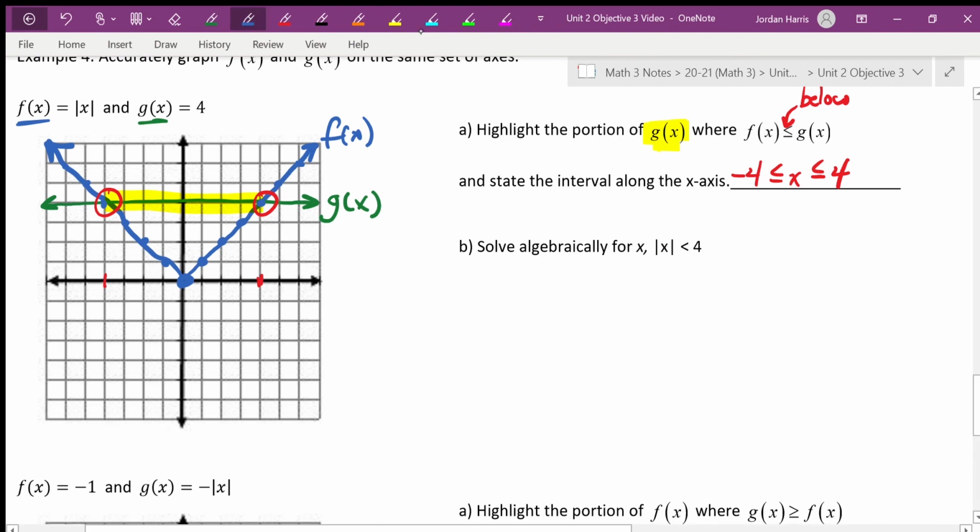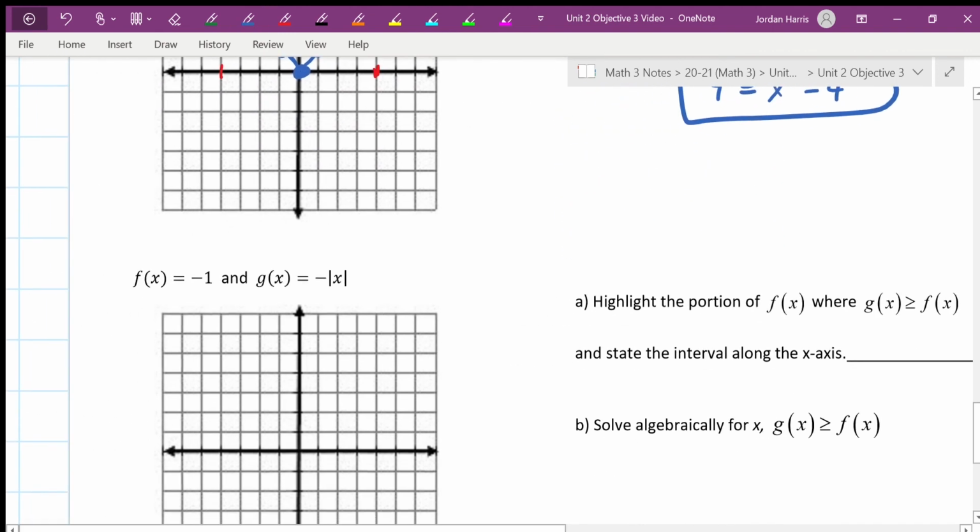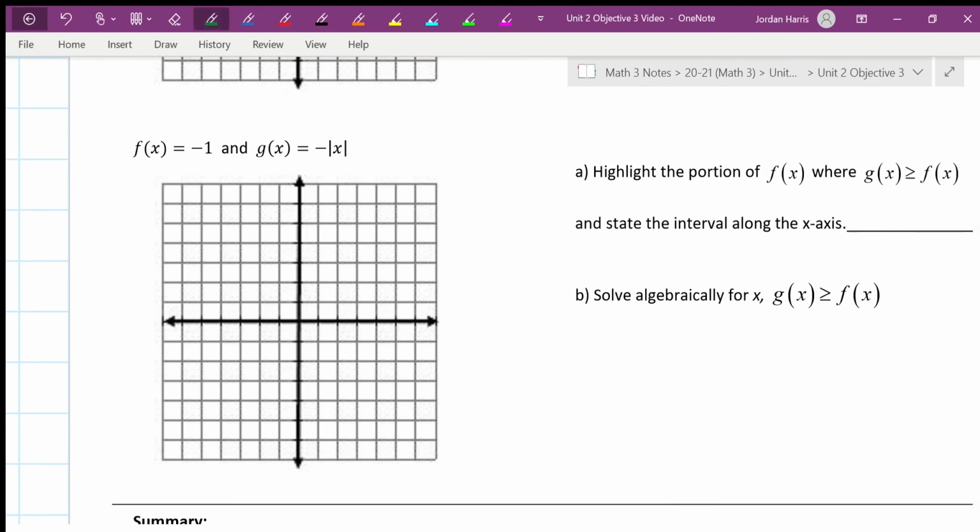Now solve algebraically, prove it algebraically. So absolute value, already got it. Look at the symbol. Less than, make a sandwich. Negative 4 is less than or equal to... oh, that's a mistake. That should be less than or equal to in the equation. So fix that. Negative 4 is less than or equal to x is less than or equal to 4. And we've proven it.